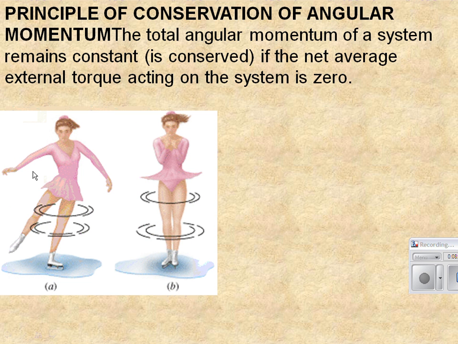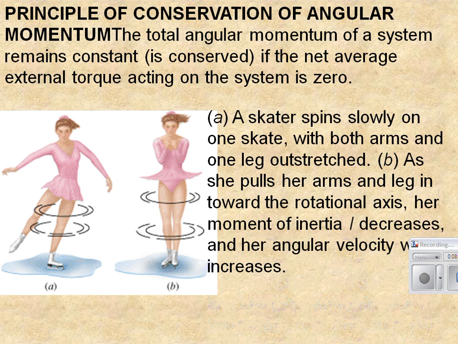So here's an example. An ice skater has her arms stretched out, and she has a certain rotational inertia here, and when she pulls her arms inwards, her rotational inertia actually changes. It's easier for her to spin, that I value becomes less, so she actually spins faster. That's an example of conservation of angular momentum. The angular momentum before equals the angular momentum after.